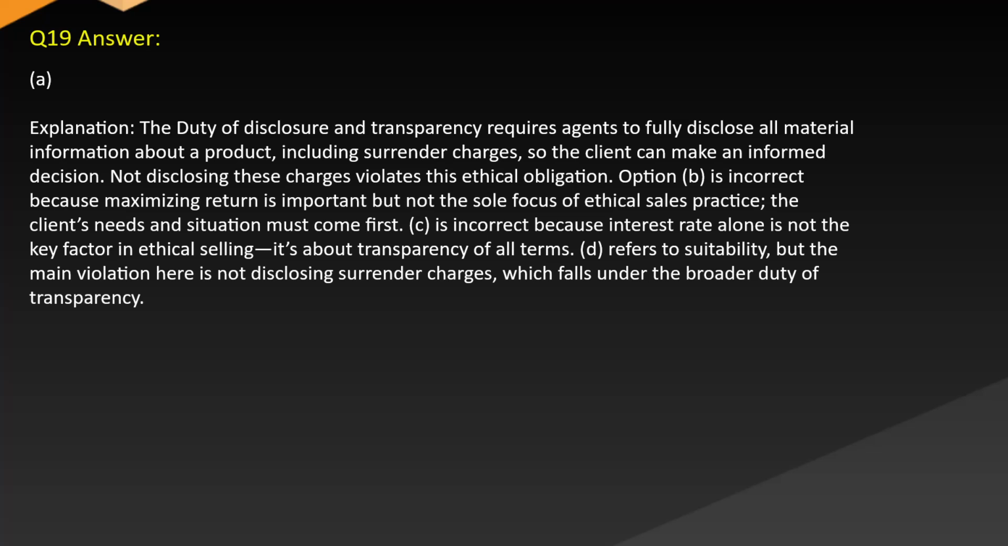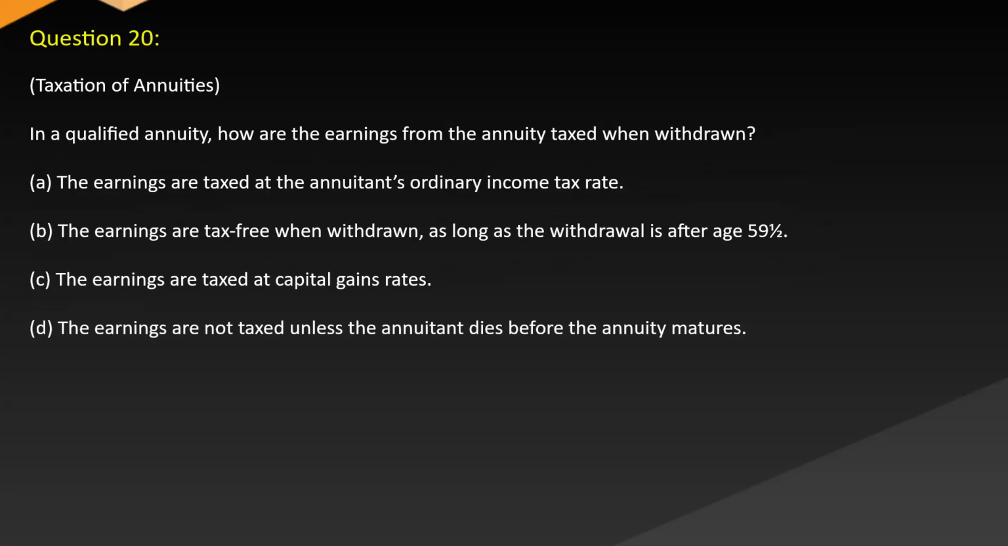C is incorrect because interest rate alone is not the key factor in ethical selling. It's about transparency of all terms. D refers to suitability, but the main violation here is not disclosing surrender charges, which falls under the broader duty of transparency. Question 20. Taxation of annuities in a qualified annuity.